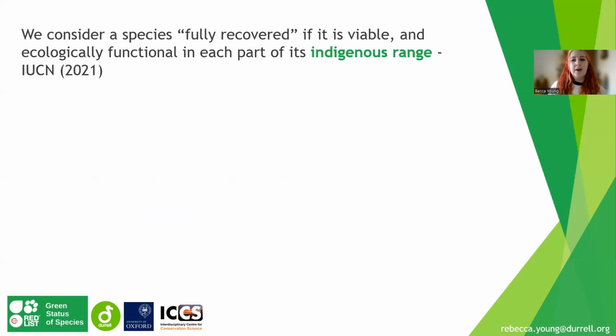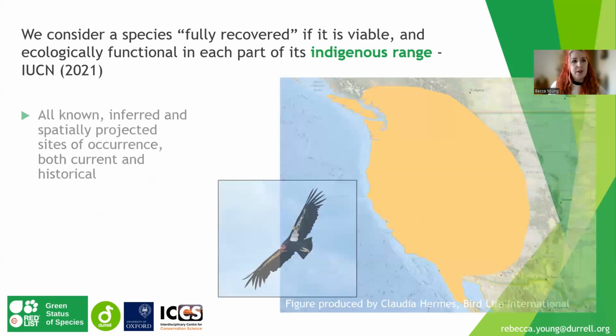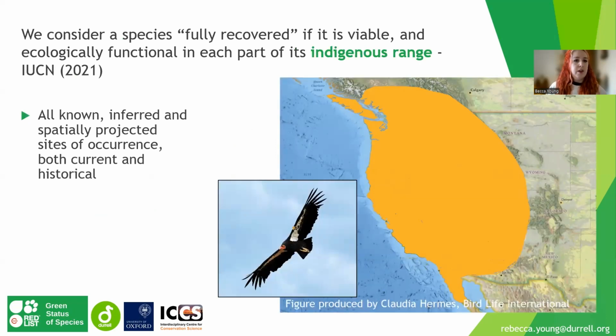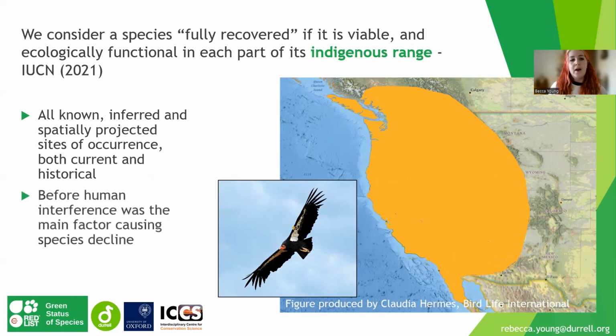So first of all, we want to think about a species' indigenous range. And so this is described as all known, inferred, or spatially projected sites of occurrence for the species, both current and historical. And this is quite different from the Red List, which tends to focus on the current range of the species, whereas we think about where it was found previously as well as where it's found now, with the idea being that we want to understand where a species was present before human interference was the main factor causing its decline. And so, for example, one of the assessments I've been working on recently is the California condor. And you can see this area in orange shows the indigenous range of this species.